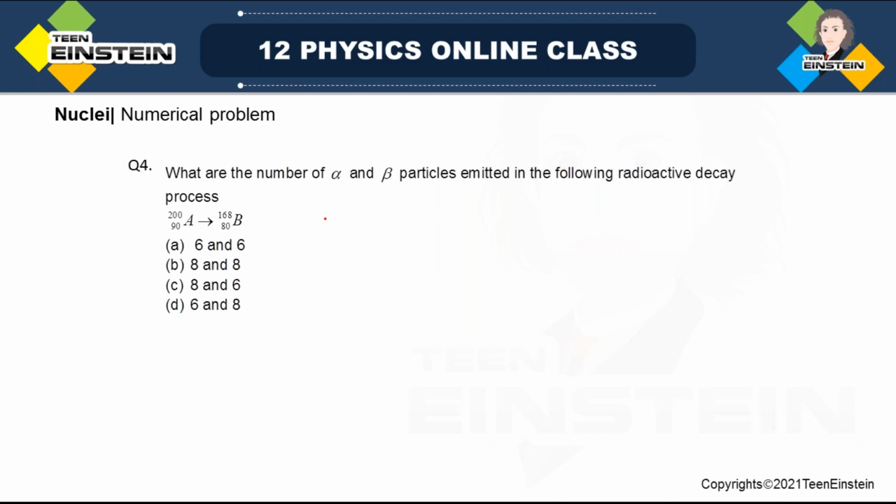Okay, so this is also a very interesting problem. This is from alpha and beta decay. See, there is a nuclear reaction given here, a nuclear decay is given here.